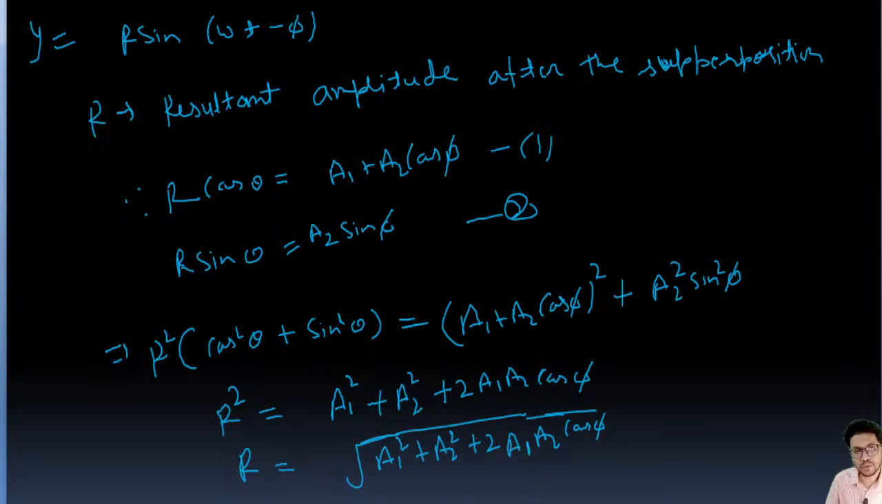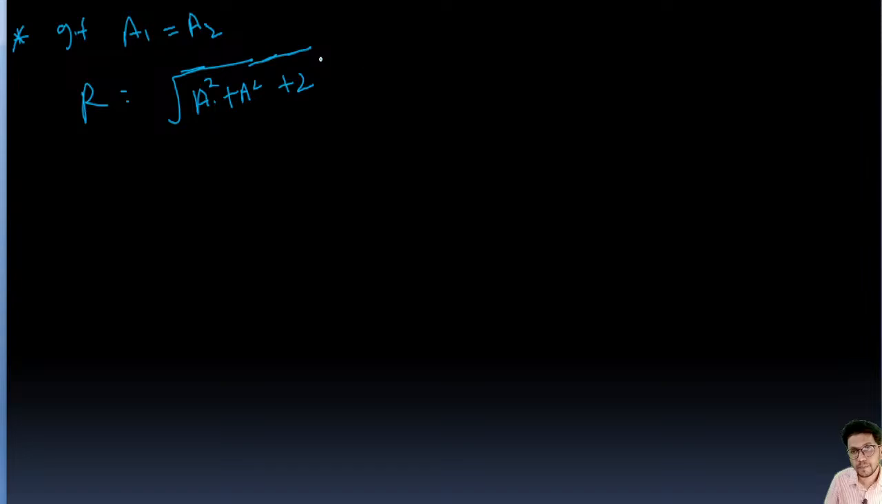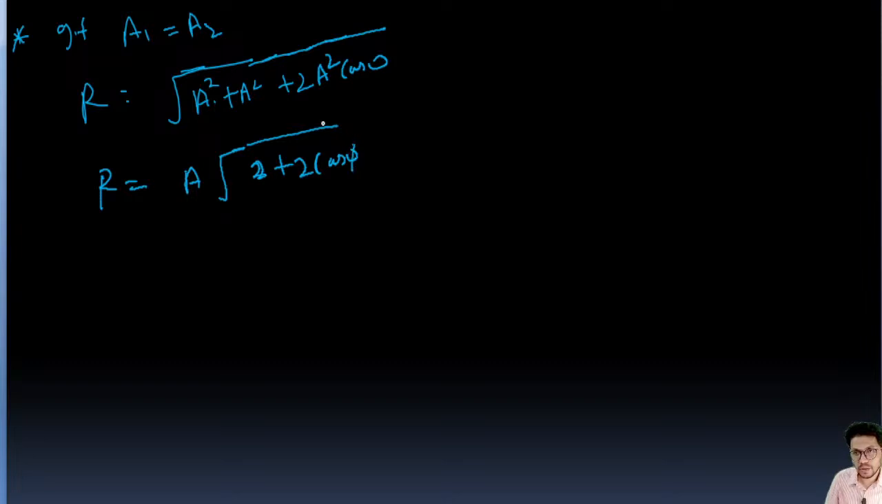So a square, 2a square cos phi, right? So the value of r is going to be, now what we'll do, we'll take a square common outside, so this is going to be 2 plus 2 cos theta cos phi, right? So the value of r is going to be a root 2 plus 2 cos square, we'll open this value, we'll put the value of cos phi, right?